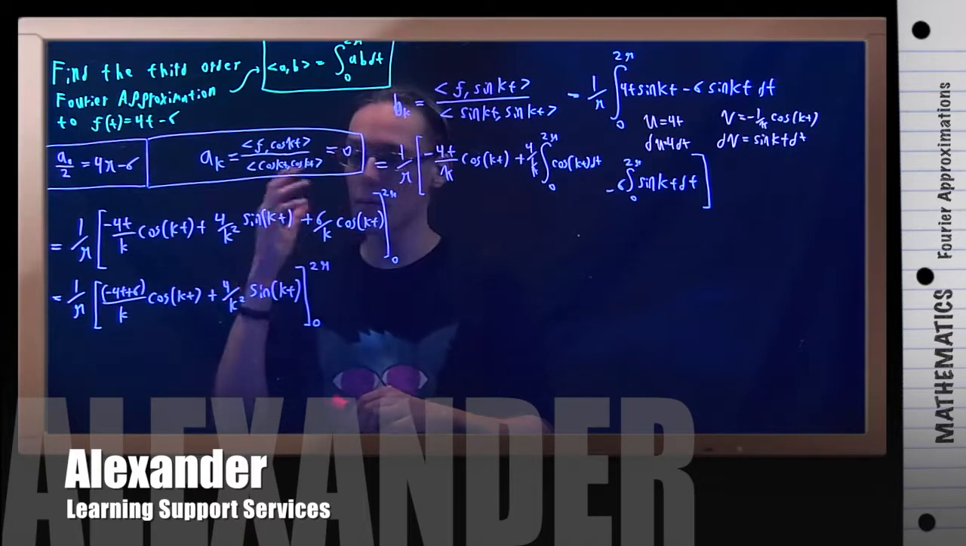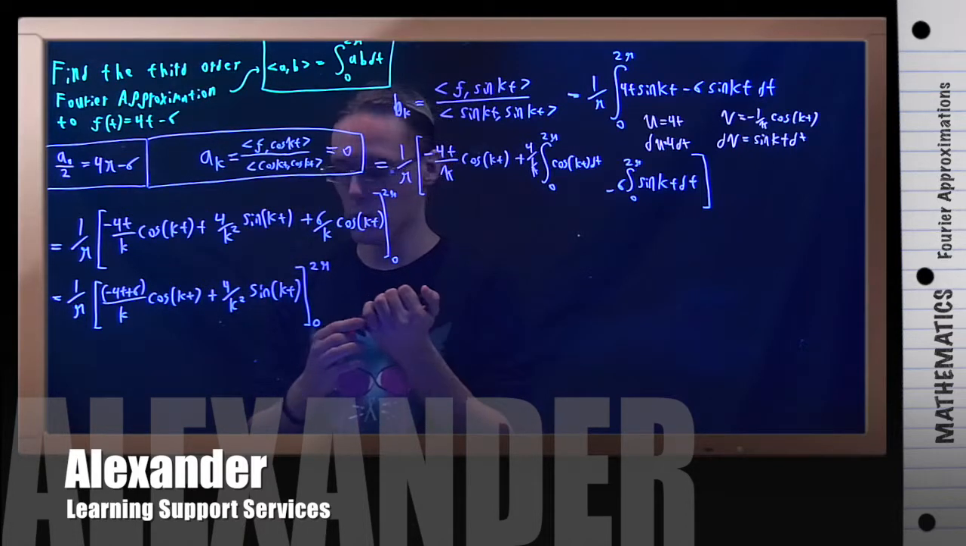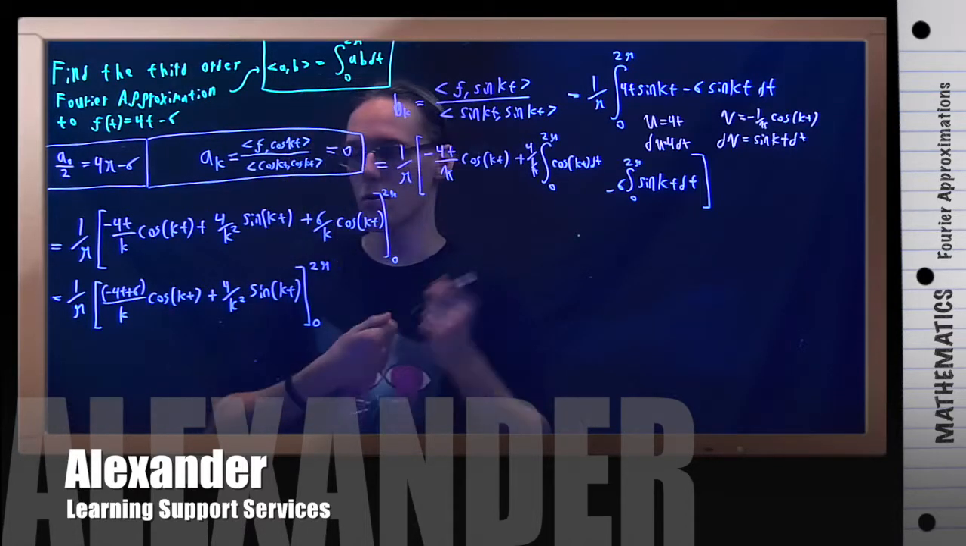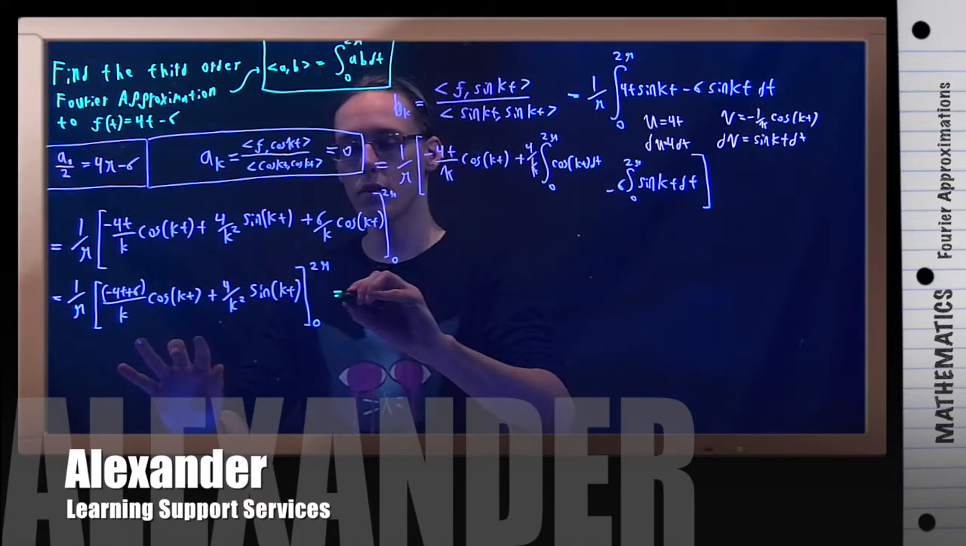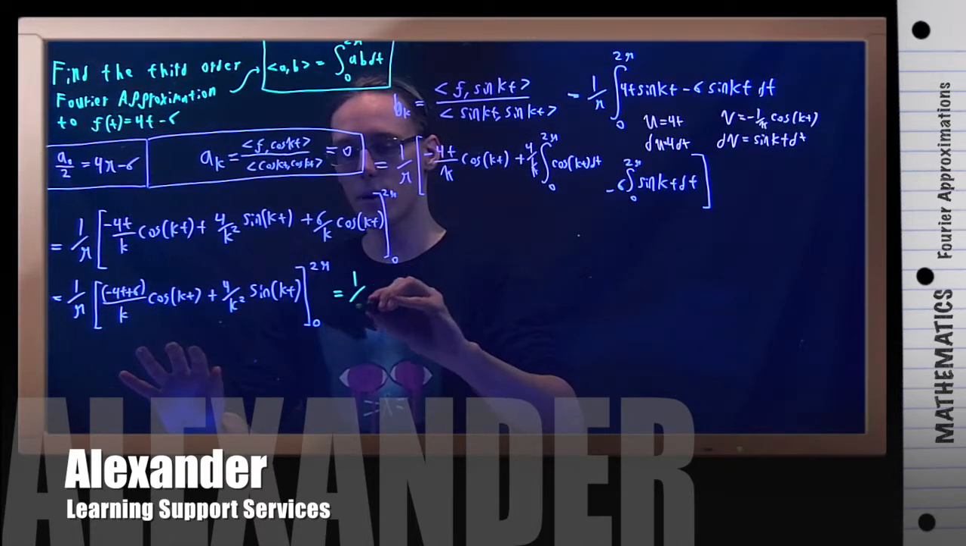And once again, let me plug in the values. I'll switch colors once again. We're done with integration. Now we're just evaluating the bounds. So if I plug in 2 pi, I've got 1 over pi.